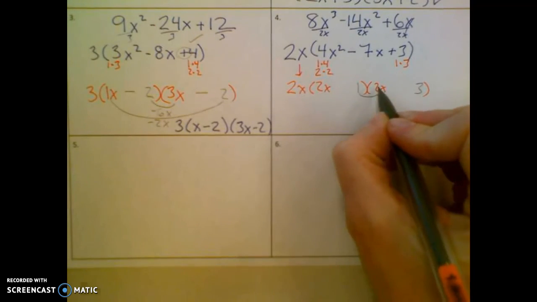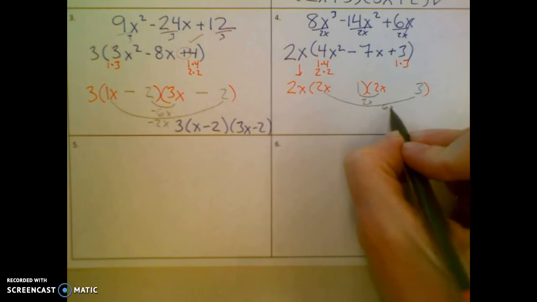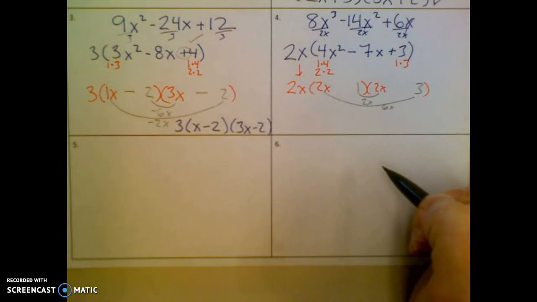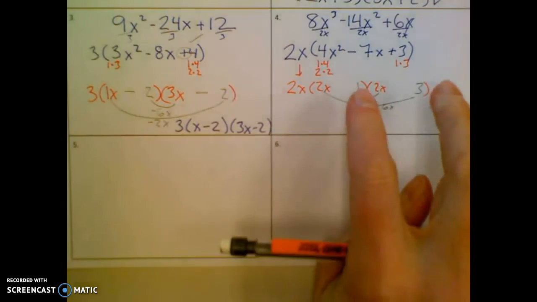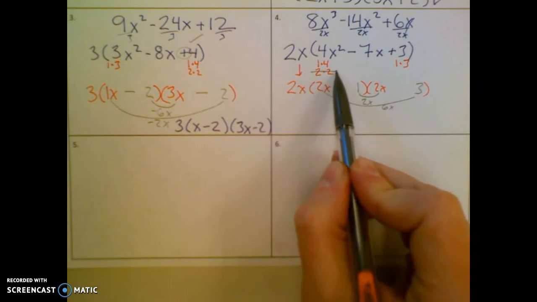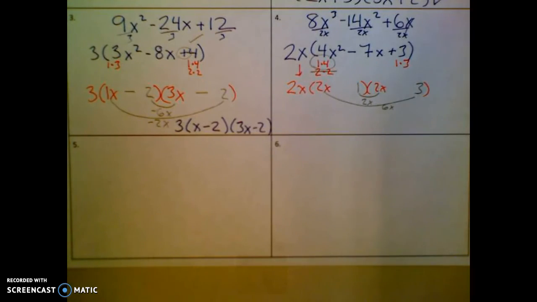Inner product, 1 times 2x is 2x. Outer product is 6x. Well, can 2x and 6x give me 7x? No. There's only one way to do the 1 and the 3. It doesn't matter if I swap them. So the thing that's wrong is actually this 2 and 2. So that's wrong. It must be 1 and 4. So now I'm going to have to do it again.